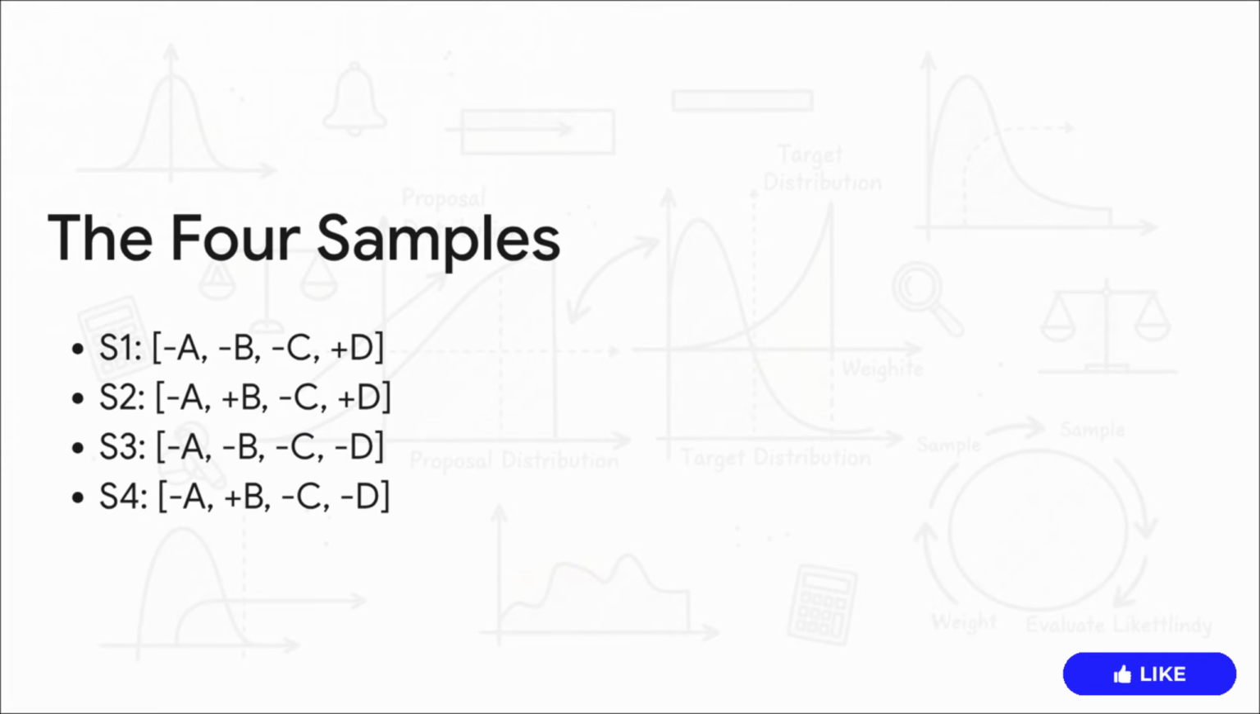And finally, the problem gives us these 4 pre-made scenarios or samples. This is our raw data. Our job is to take this data and use this likelihood sampling method to figure out how important, or how weighty, each of these samples is for answering our specific question.